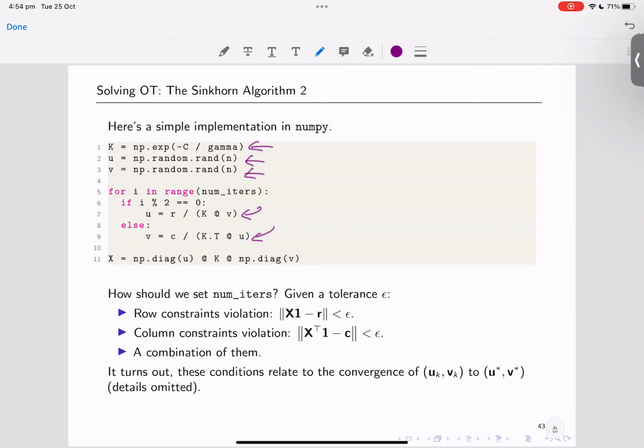Okay. Any question for me here about this algorithm?